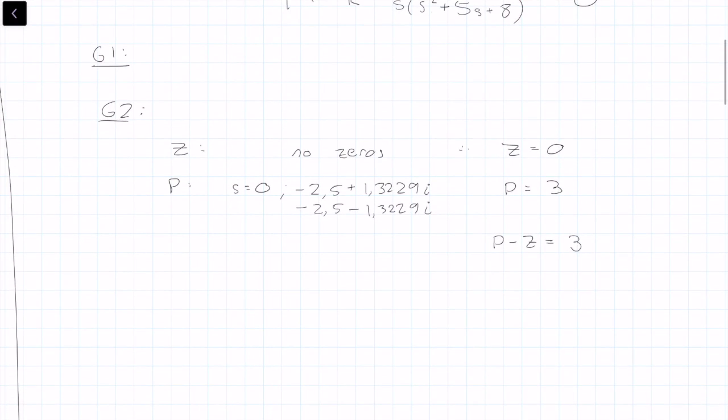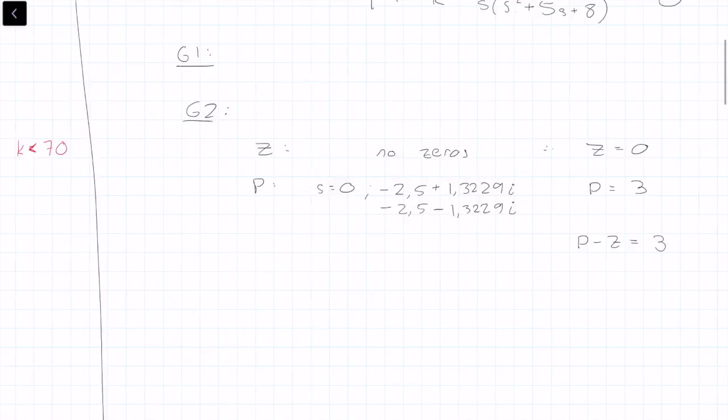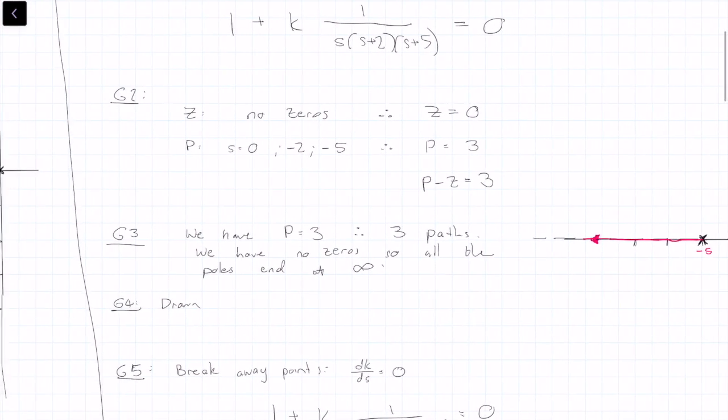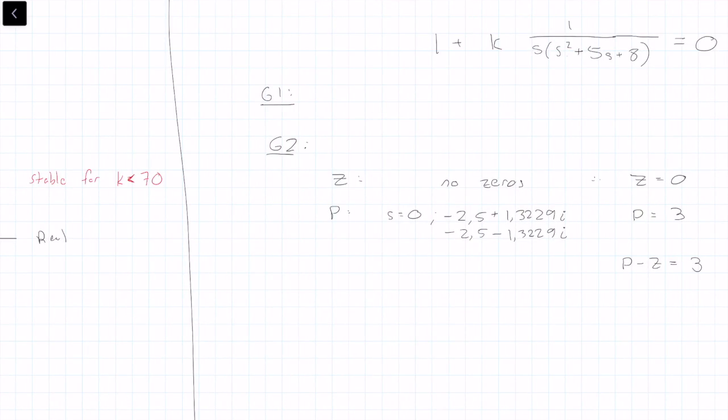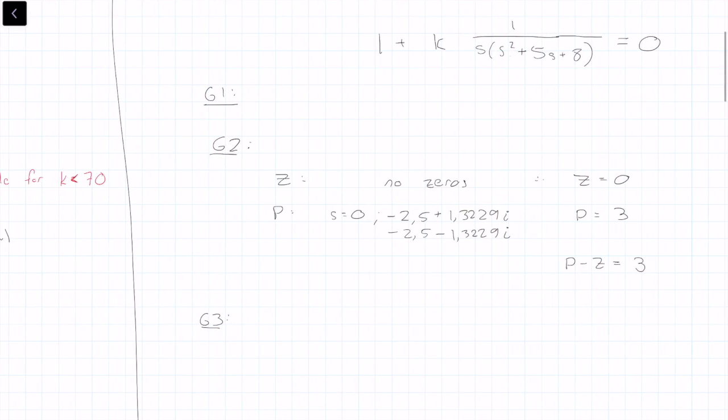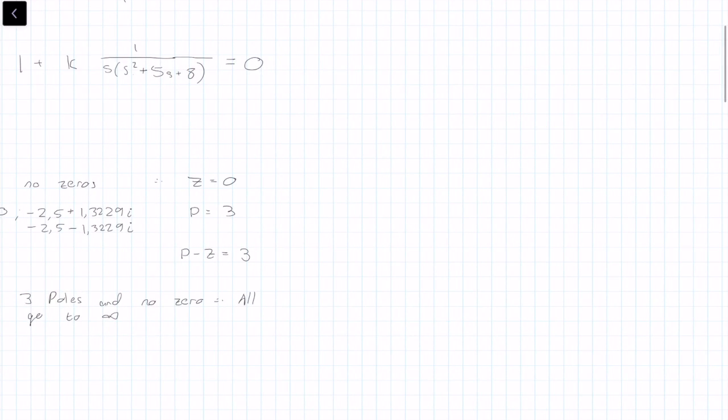So from this, using guide 3, we can say we have 3 poles and no zeros. Therefore, all the poles go to infinity. Okay, so now let's get out our nice sketch.